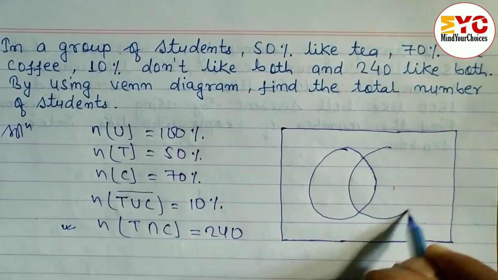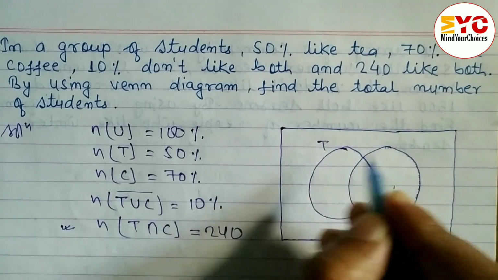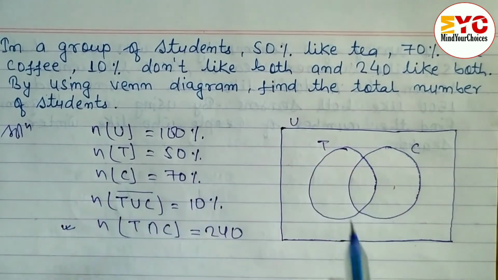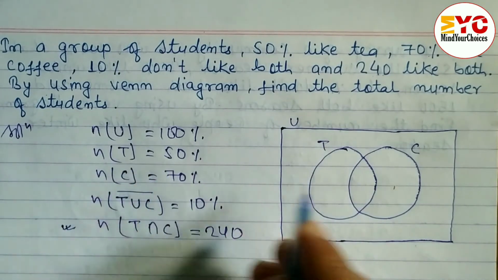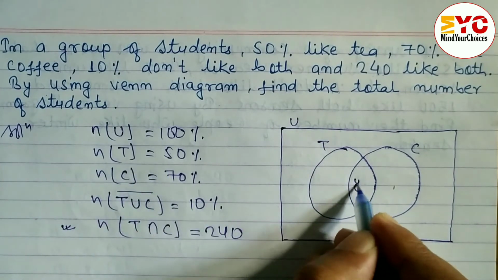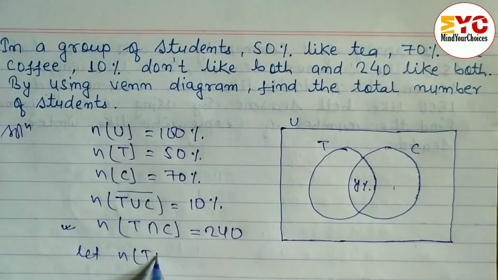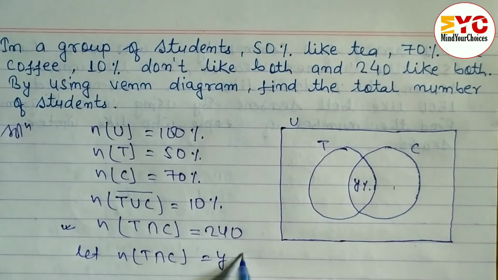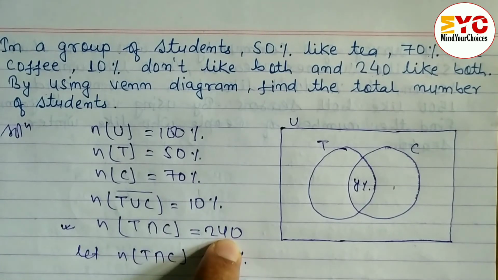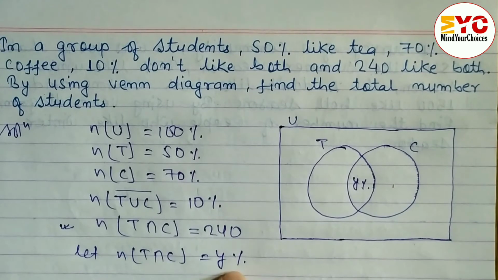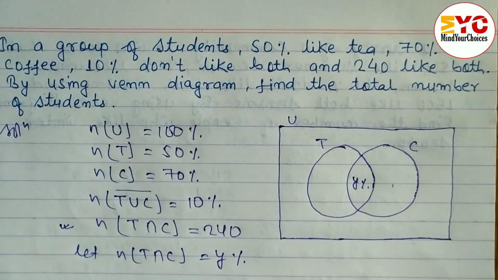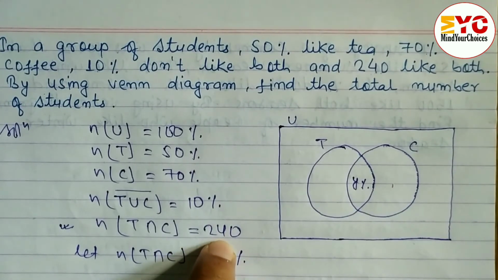So here write T for tea, here write C for coffee, and here we have to write U. Here it is not given, so let y percent be T intersection C. It is already given as a number, 240, but we have to let it be a percentage because we have to find the percent. Now y percent of total students is equal to 240.